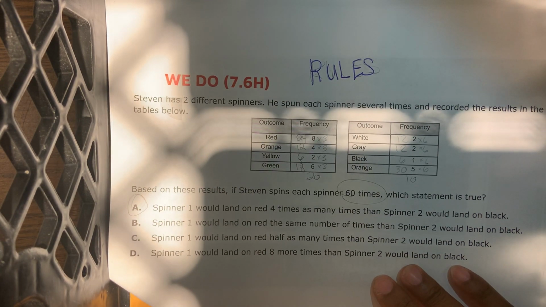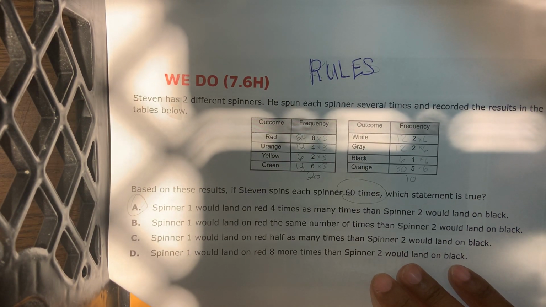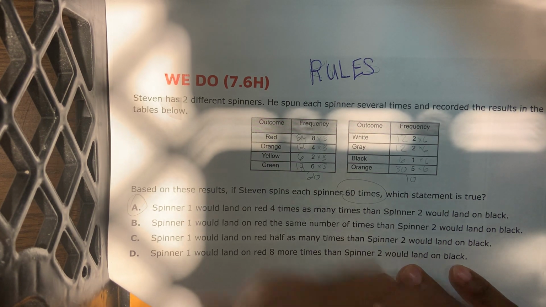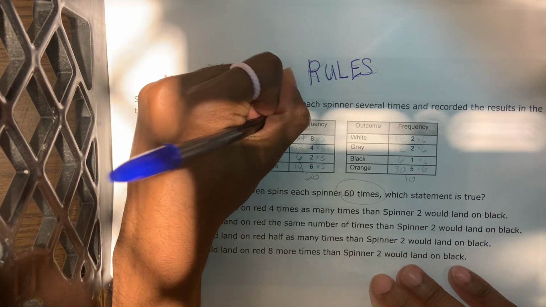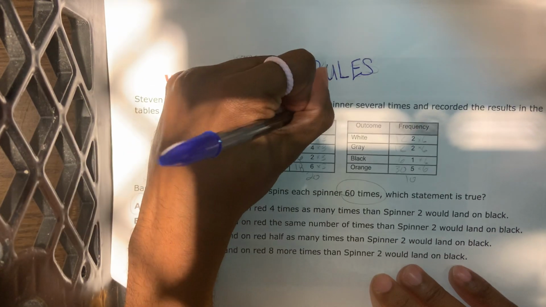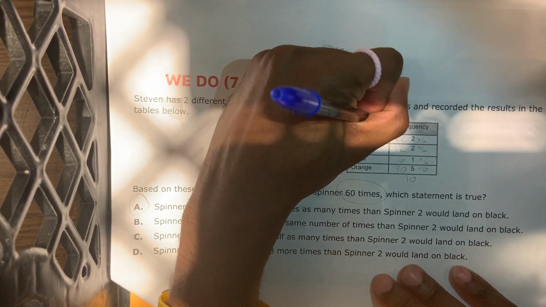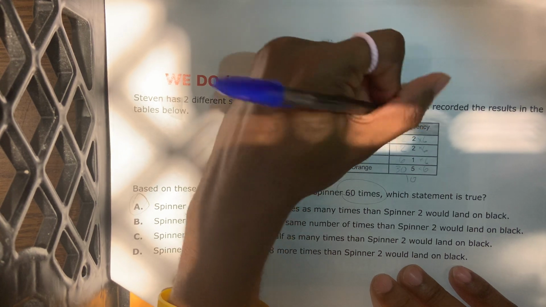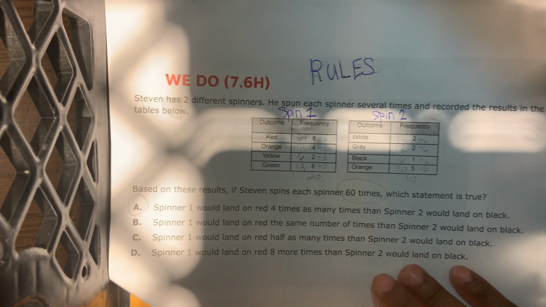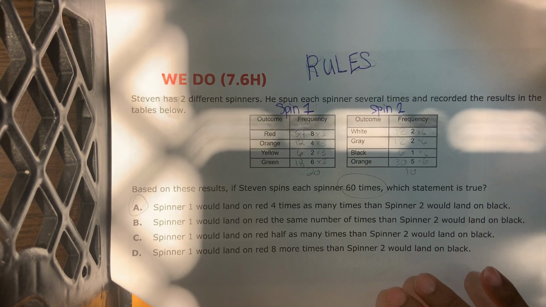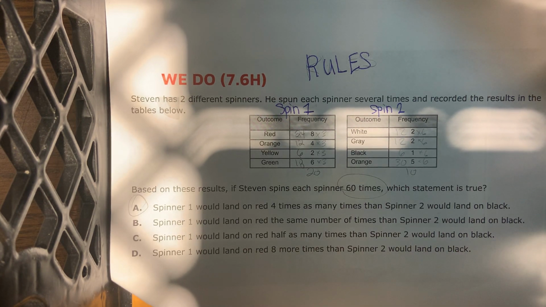Okay, so let's read. Steven has two different spinners. He spun each spinner several times and recorded the results in the tables below. So we have spinner one, and then we have spinner two. Based on these results, if Steven spins each spinner 60 times, which statement is true?